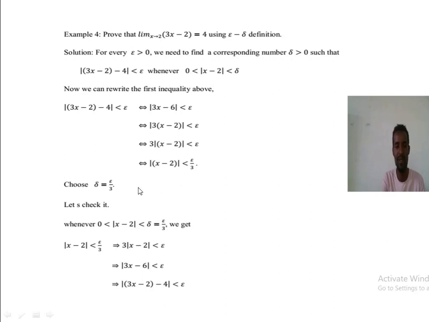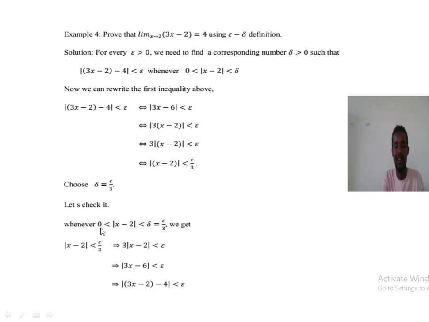Epsilon over 3. So we need to choose the required positive number delta greater than 0 for epsilon greater than 0, which is epsilon over 3. Since epsilon is positive, our delta is also greater than 0 because epsilon over 3 is positive. So let us check it. Is this true or not?